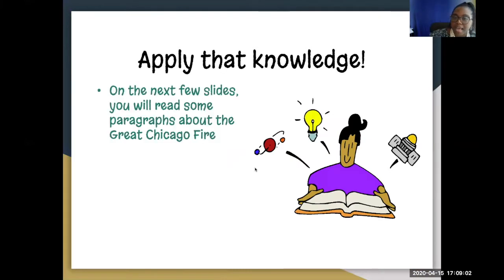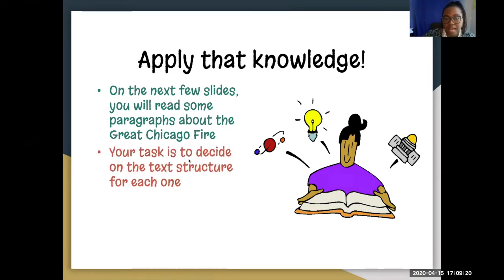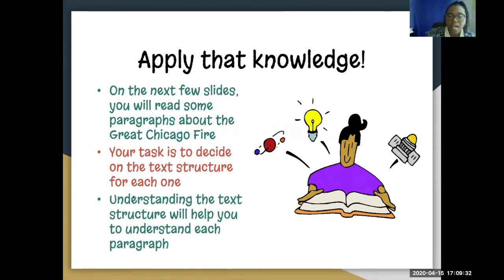So now we're gonna apply that knowledge. On the next few slides, you will read some paragraphs all about the Great Chicago Fire. So this was one long passage that was broken up into different paragraphs to show you how to apply the knowledge of the different organizational patterns, okay? Your task is to decide on the text structure for each one. So you gotta figure out the text structure, and then we're gonna move a step further to have you apply that knowledge and insert it into a graphic organizer, okay? Understanding the text structure will help you understand each paragraph.